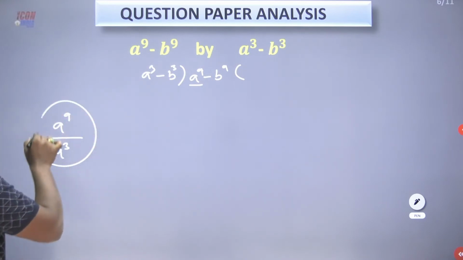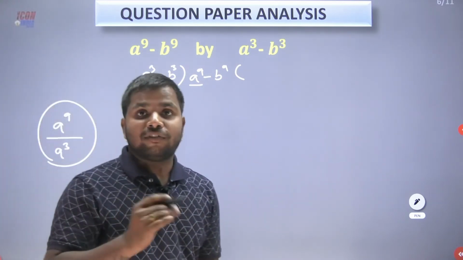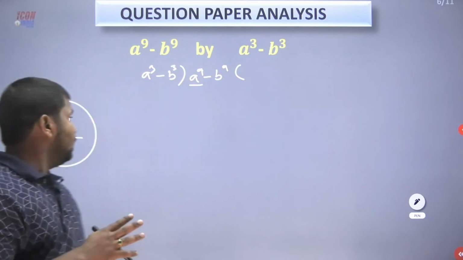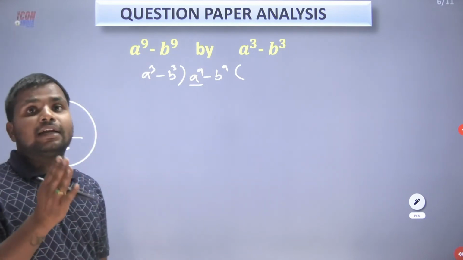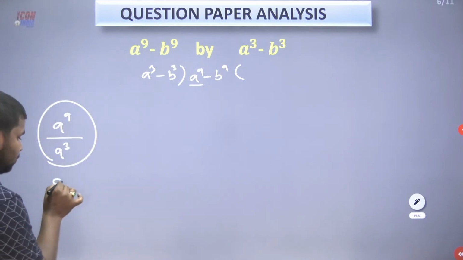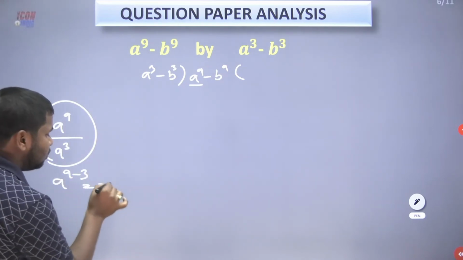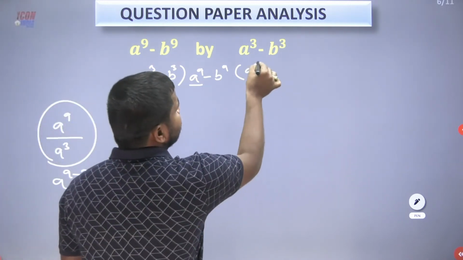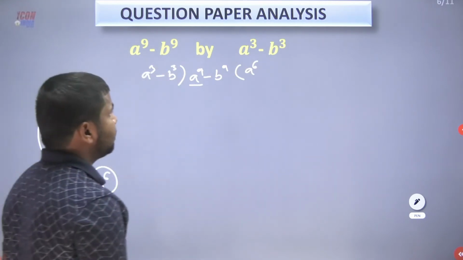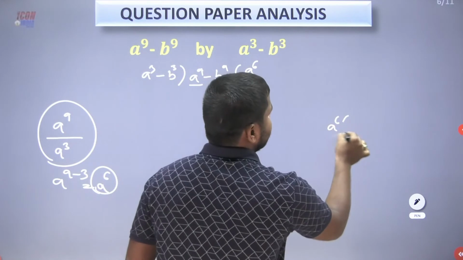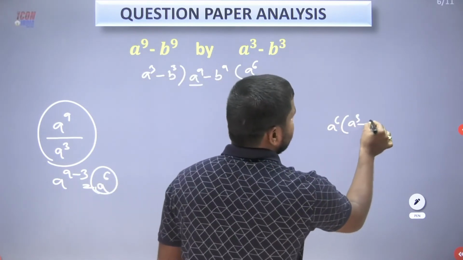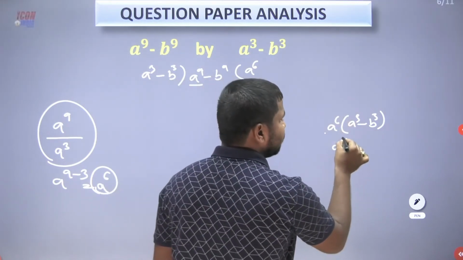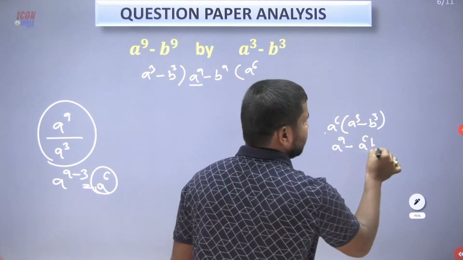What is the law of exponents? When both bases are the same, under division we need to subtract the exponents. So a to the power of 9 minus 3 is a to the power of 6. It means our result is a to the power of 6, so we need to multiply with a to the power of 6. If you multiply, a to the power of 6 into a to the power of 3 minus b to the power of 3 will become a to the power of 9 minus a to the power of 6 b to the power of 3.